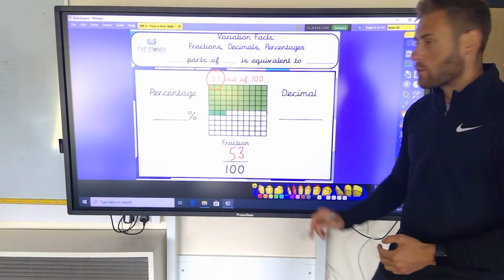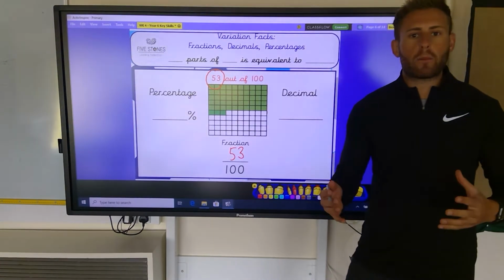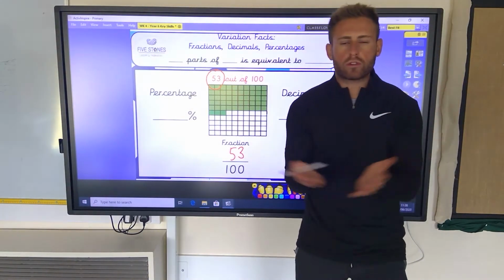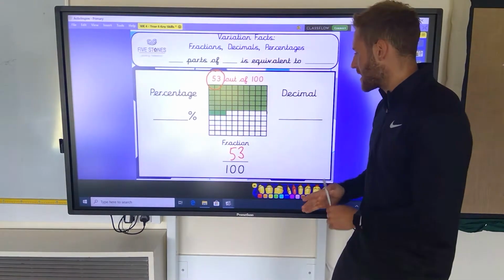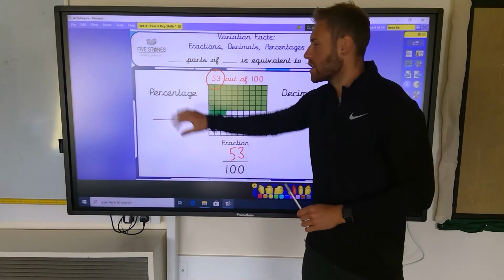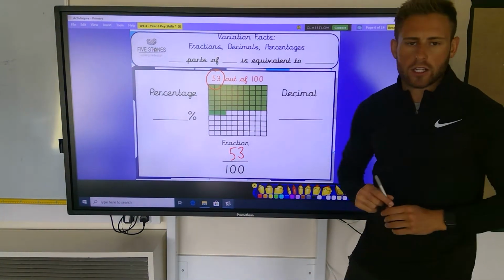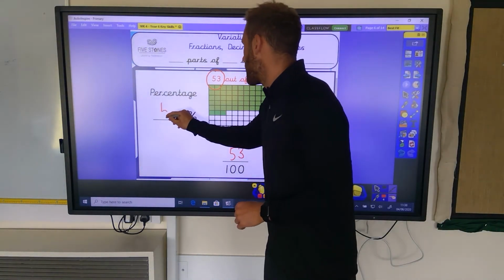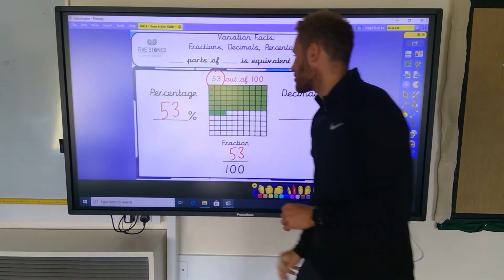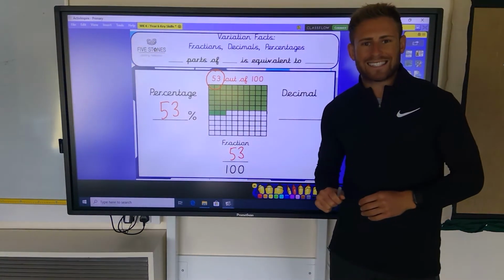Okay, then we think about a percentage. A percentage is out of how many? Again, that whole would represent 100, so that's why this grid is fantastic for us to see the relationship between a fraction, a relationship between a percentage, and a relationship between a decimal. So we've got 53%. Fantastic, so the percentage is 53% there.